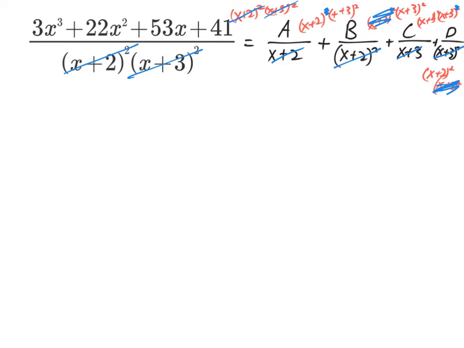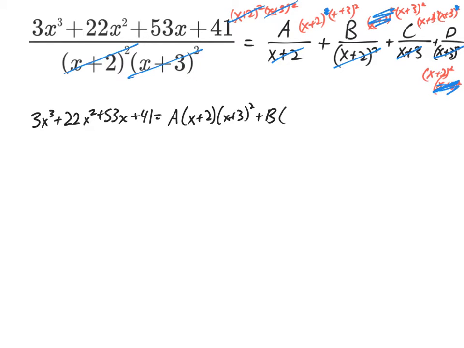And so what I'm left with, I'm going to write really small so I can fit it all, is 3x cubed plus 22x squared plus 53x plus 41 equals A multiplied by x plus 2 and then x plus 3 squared, plus B times x plus 3 squared, plus C times x plus 2 squared x plus 3, and then plus D, and then this will be x plus 2 squared.